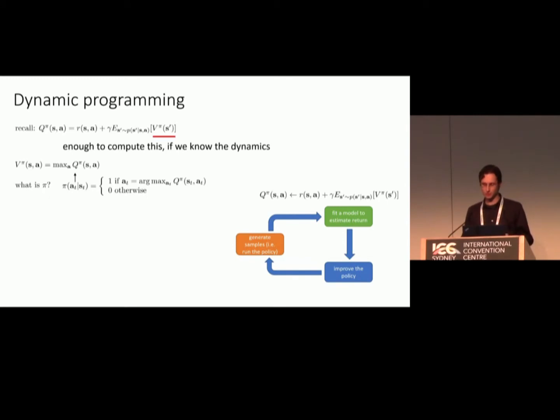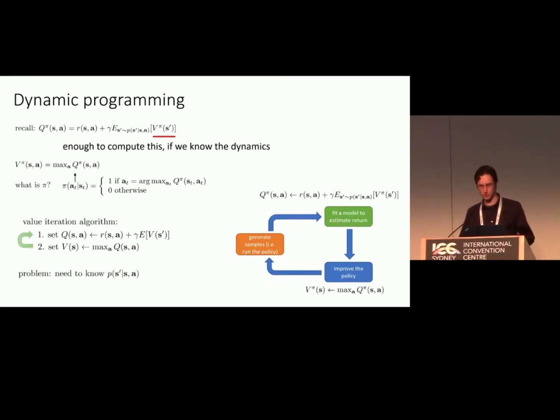In the green box, we estimate Q's as being the reward plus gamma times the expectation of the next V, and in the improvement box, we set V to be the max with respect to actions of Q. And this is the value iteration algorithm. So you just evaluate your Q's at all of the states and actions, and then set the V to be the max. The problem is that we need to know the transition dynamics, but we'll fix this problem shortly.